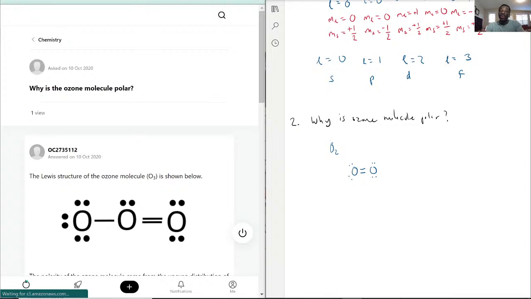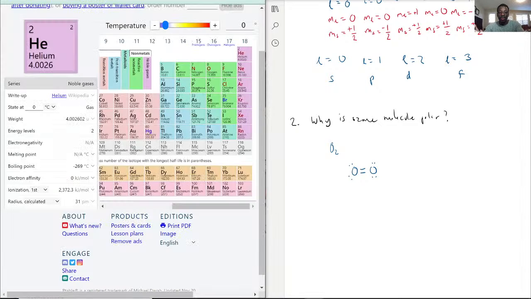But the ozone molecule, we're actually going to need to draw it out using the Lewis dot diagram and everything, just to be able to really visualize it, okay? So if we go to the periodic table, oxygen, because it's O3, that's ozone. Oxygen is the 8th element, okay?